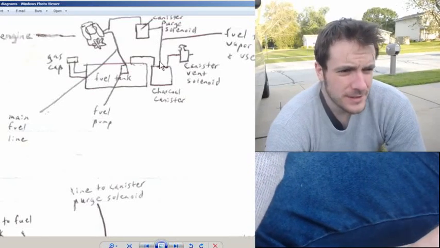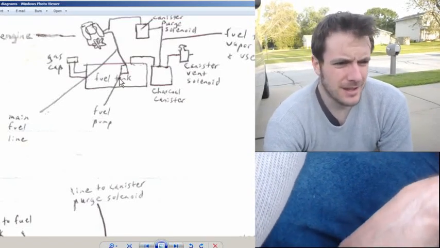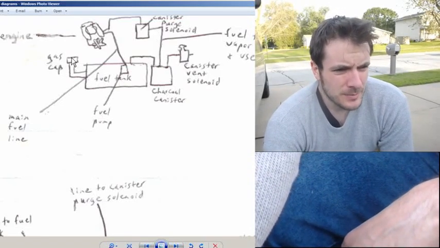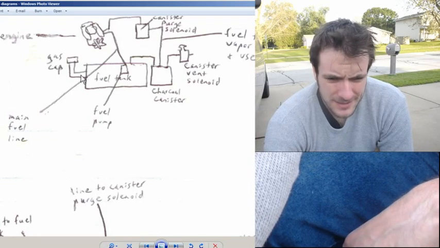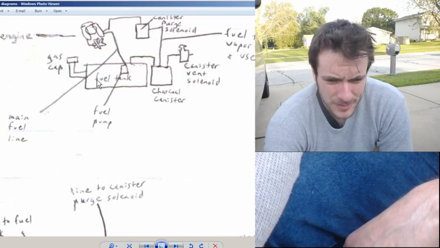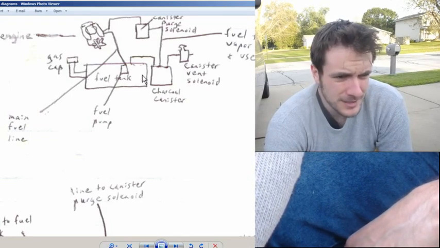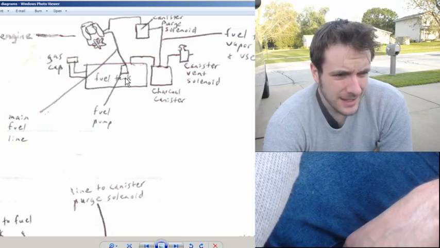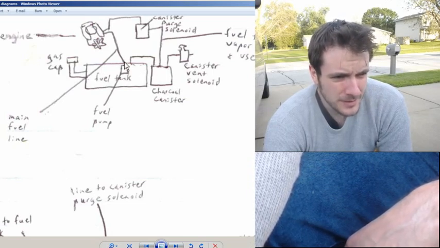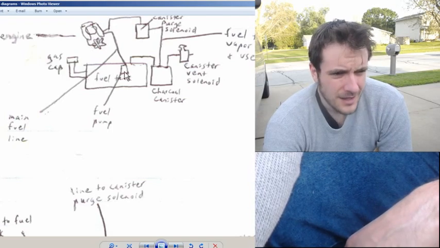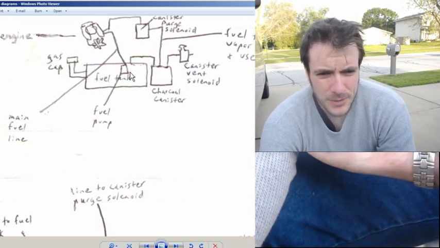So, this is how the evap system works. You have your gas cap, which is right here, and this is the little tube running from the gas cap to the fuel tank, which is this box. In the fuel tank, you have a fuel pump and a fuel line that runs to your engine. That's the main fuel source.